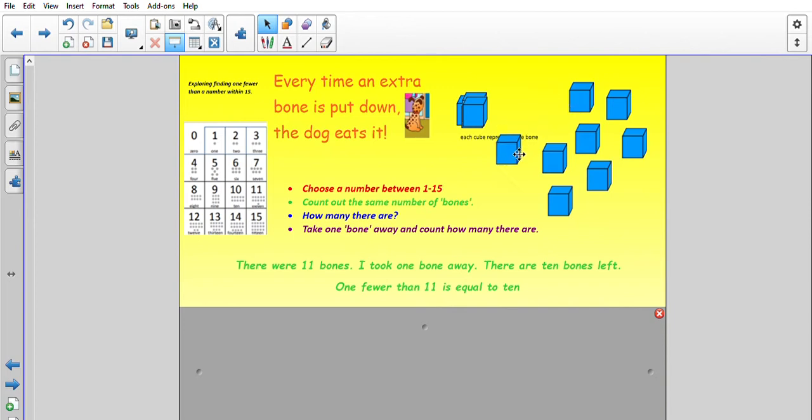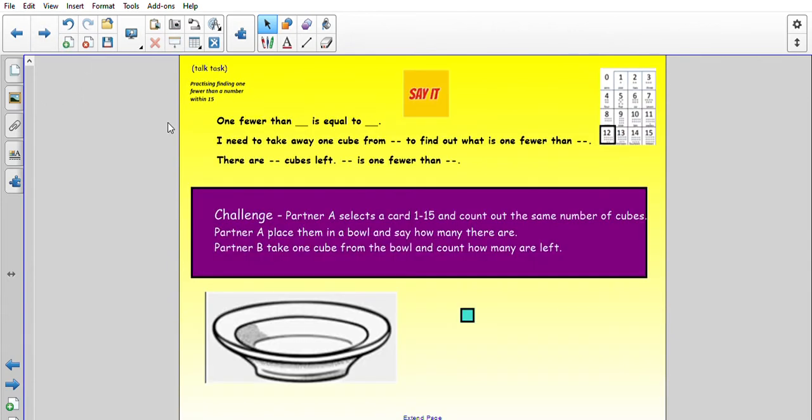I took one away. There we go, doggy. I took one away. How many are left? I had 8 and I took one away. 7 bones left. 2, 3, 4, 5, 6, 7. Well done. So we can use our stem sentence to say 1 fewer than 8 is equal to 7. Wow, you did a great job there.